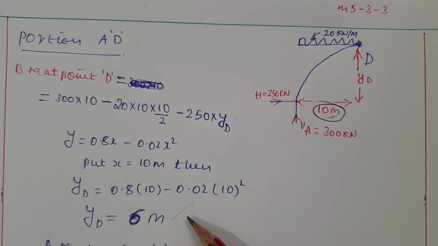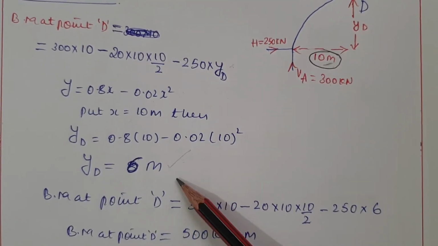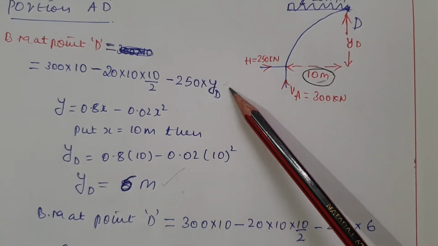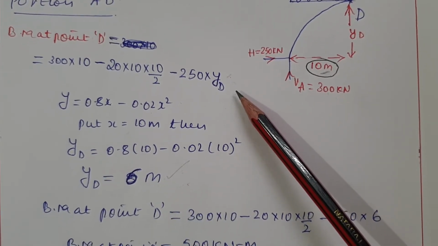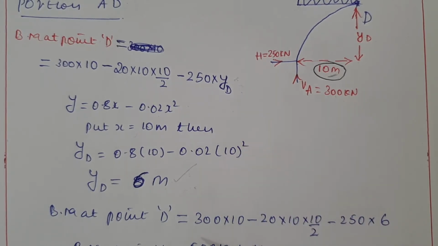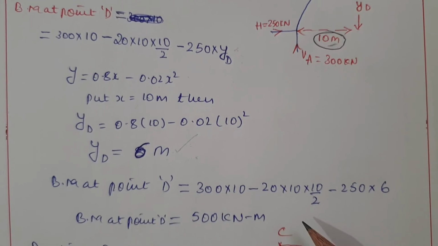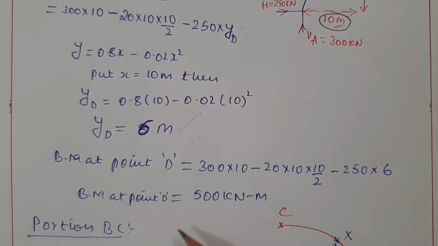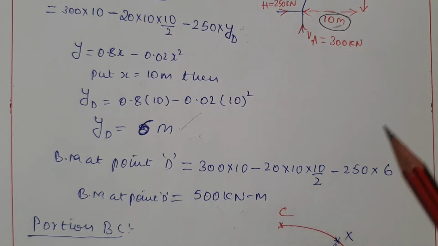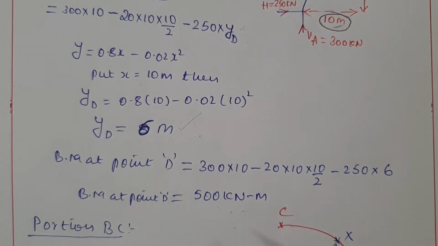You know that one because we solved it in the previous problem also. We are following the same procedure. So you substitute this YD value in this equation, and you get the bending moment at point D. So the bending moment at point D is 500 kilonewton meter. That indicates the maximum positive bending moment in the portion A to C will be at point D.